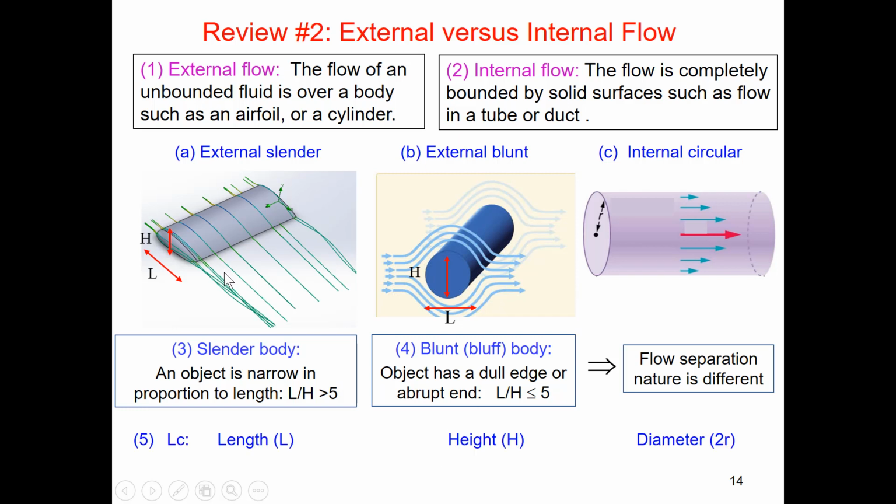Once you know the flow topology, you can determine the characteristic length, L_c. For a slender body, we use the length. For a blunt body, we use the height. For internal flow with a circular cross-section area, we use the diameter.